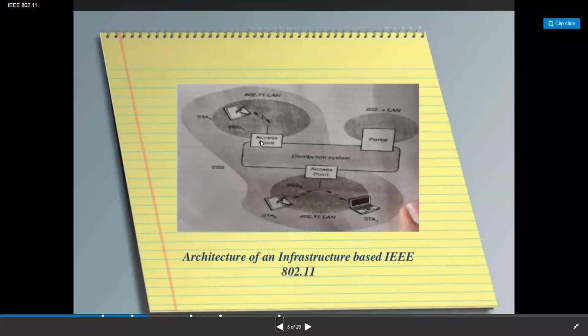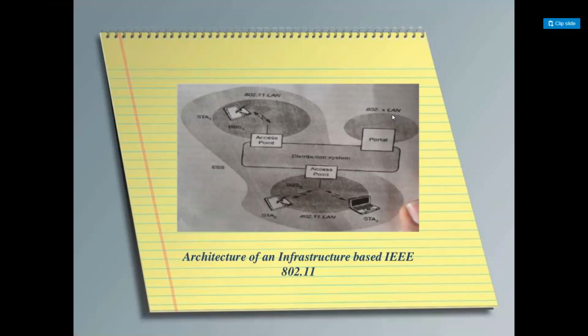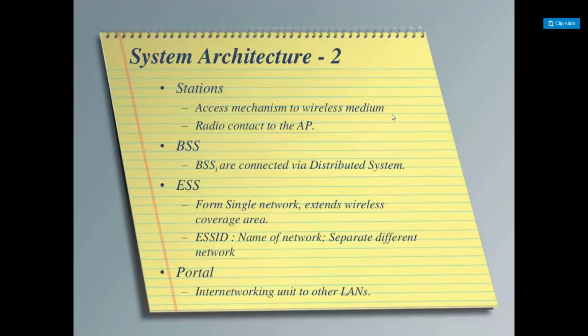The access point is in between the distribution system and the BSS. By using the access point, we can connect with the distribution system. Through this distribution system, by using the portal, we can connect with the wired LAN. This is the architecture of IEEE 802.11. Here, these are some components of IEEE 802.11.